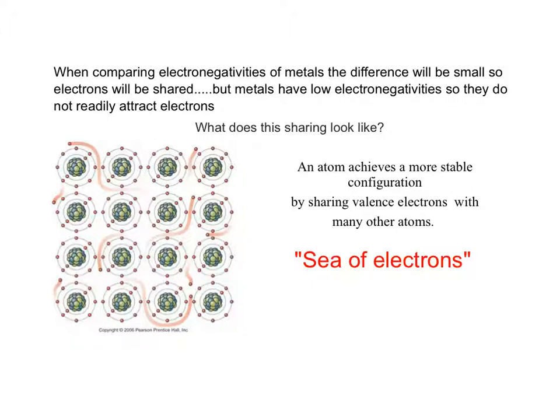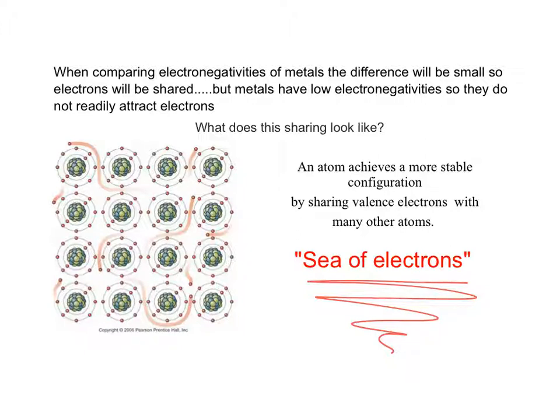You end up with this sharing of electrons with metals that are kind of like extra. There's just extra electrons floating around. So the atoms achieve a more stable configuration by sharing valence electrons with other atoms, but there are all these extras. So it's considered to be a sea of electrons, and you'll see that written in lots of different places if you look it up in a textbook or online. Metallic bonds, they always refer to this analogy of a sea of electrons.